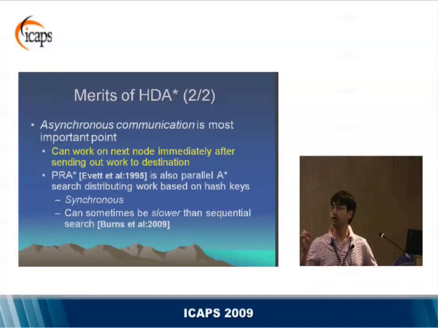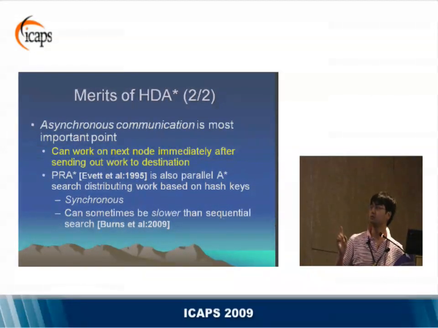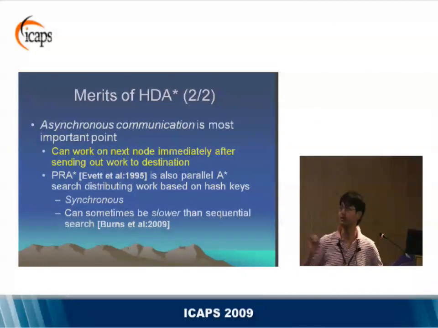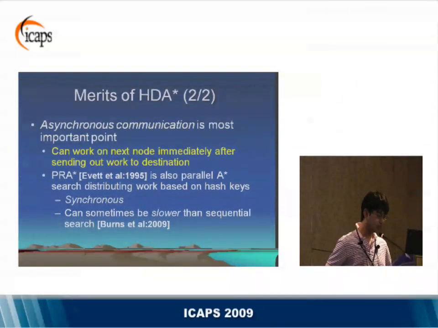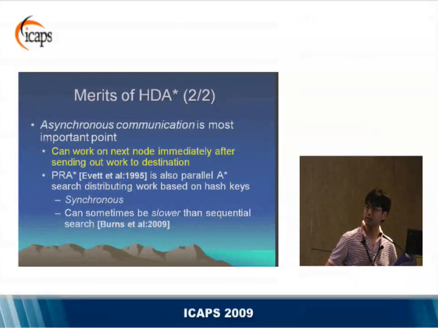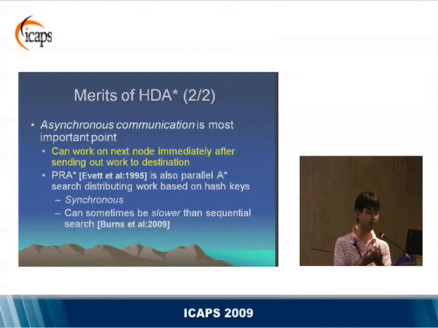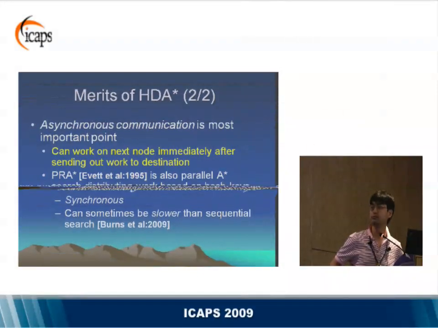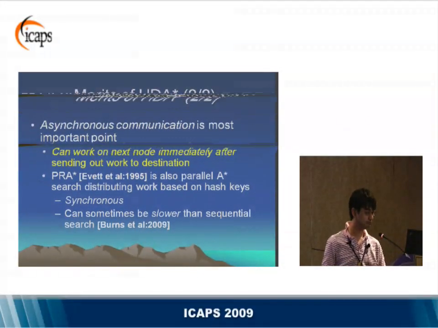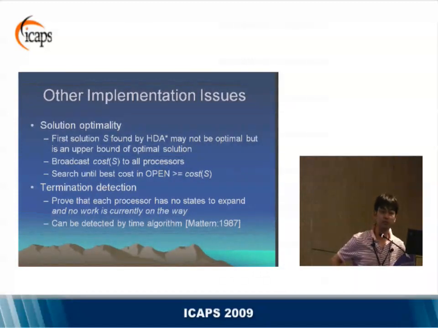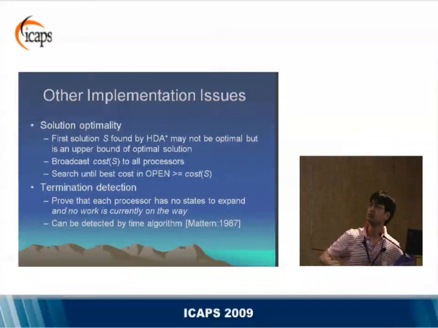And one more is that PRA* is also based on similar ideas. But because of the hardware limitation, it was a synchronous algorithm, which means that we have to wait until receiving a state. And as an asynchronous algorithm, it can sometimes become slower than sequential search because of this overhead. And there are some other implementation issues, about solution optimality and termination detection, but these are quite technical, so I'll skip this.